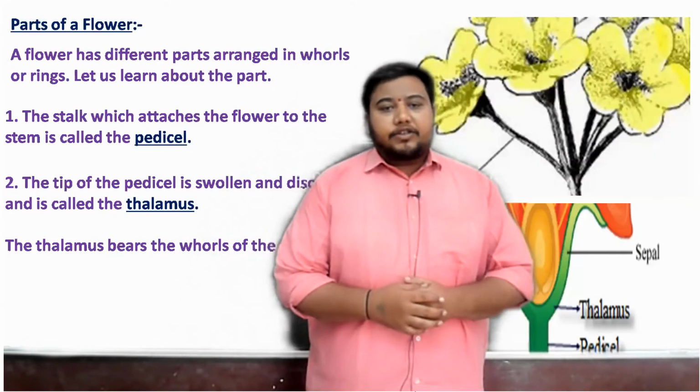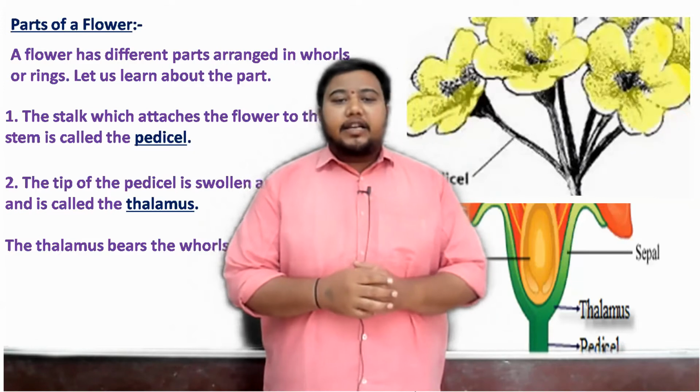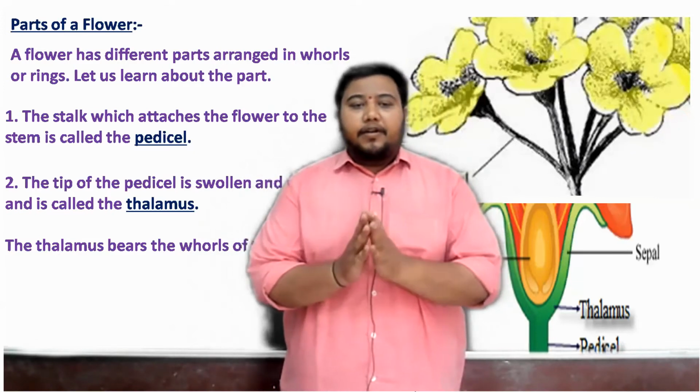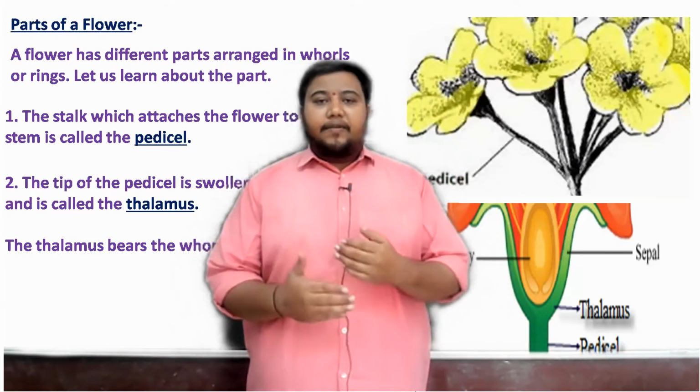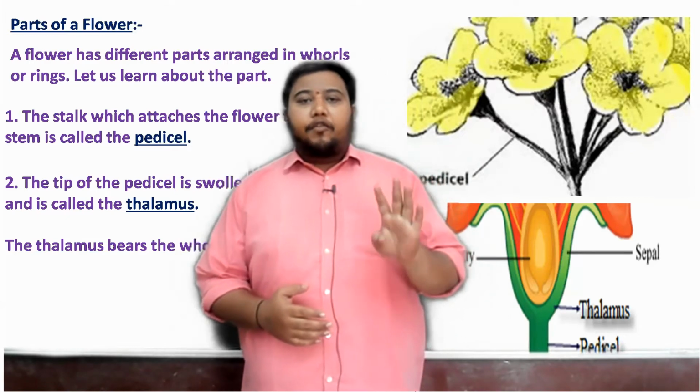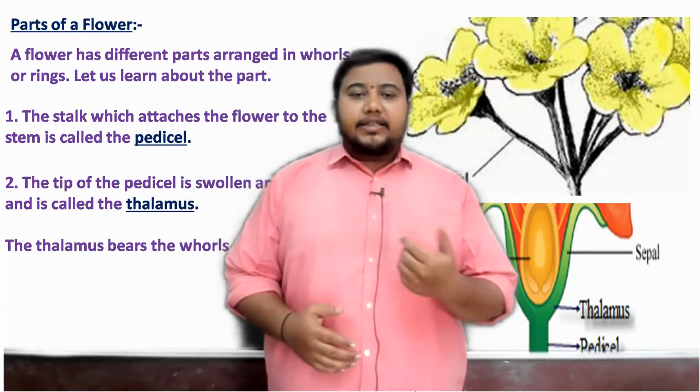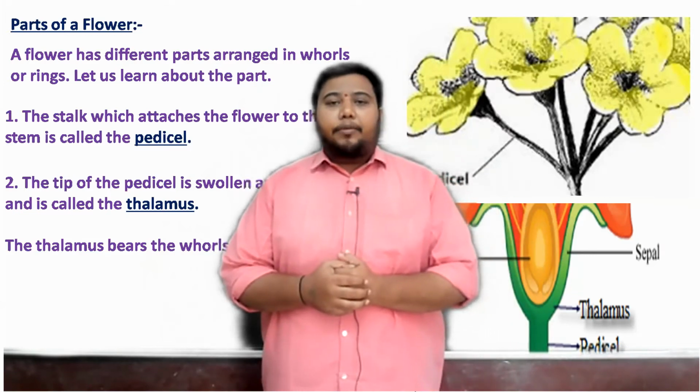Okay, parts of the flower. A flower has different parts arranged in whorls or rings. There are some layers. Mainly there are four layers, four whorls. Okay, let us study about those parts.